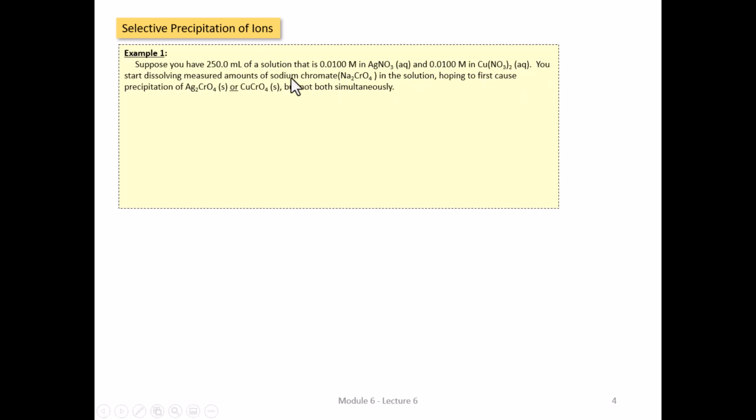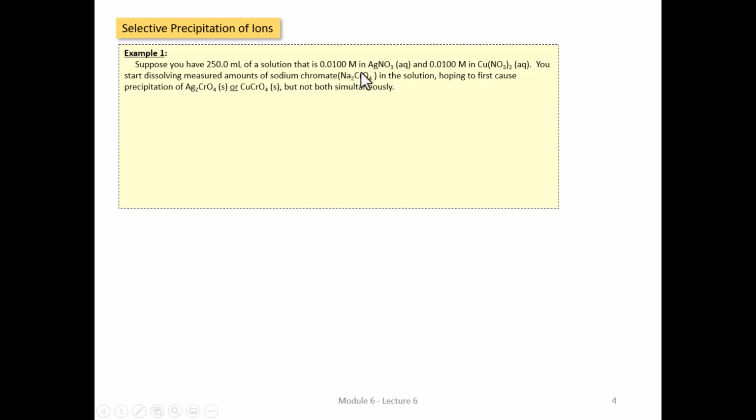Now let's suppose you start dissolving measured amounts of sodium chromate in the solution. Now sodium chromate would come in the solid form, and this may seem like a rather random thing to do, but what we're hoping to do is to first cause precipitation of silver chromate or copper chromate, but not both simultaneously. So that's why this example comes under the heading of selective precipitation of ions.